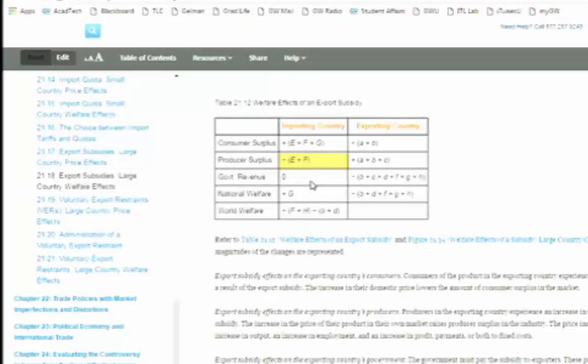Now there's no change in government revenue. Government isn't doing anything in Mexico. And so the total change in welfare for the importing country is the summation of the effects on consumers and producers. Now, quite interestingly, the E's and F will both cancel out, and we're going to be left with the national welfare effect in Mexico, the importing country, turns out to be a nice big positive effect.